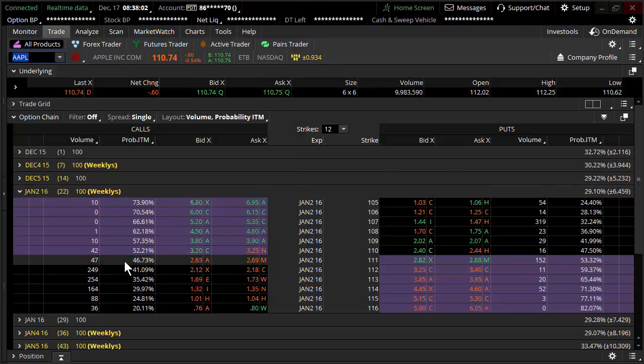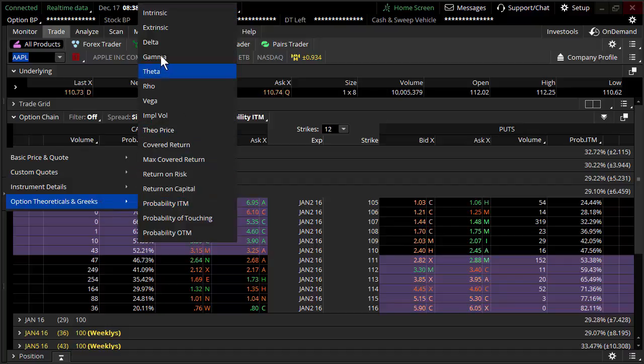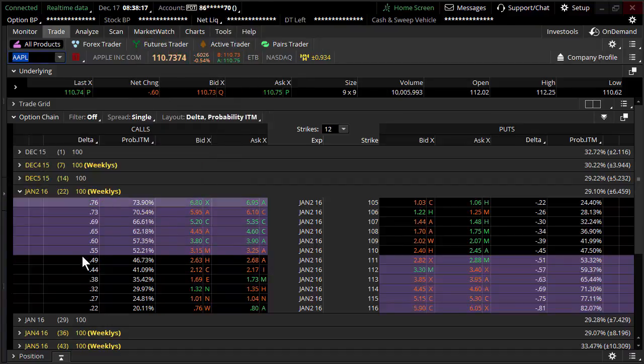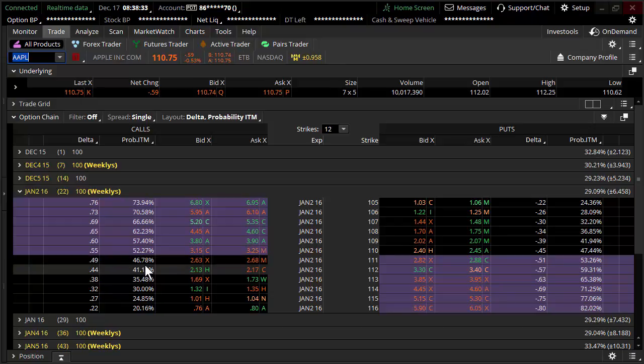If you're watching this right now and thinking, I don't have the thinkorswim trading application, rather than probability in the money, you can go to options, theoreticals, and Greeks, and you could use delta. Delta and probability are not one and the same in terms of the calculation, but delta will suffice quite nicely in lieu of the probability in the money calculation.